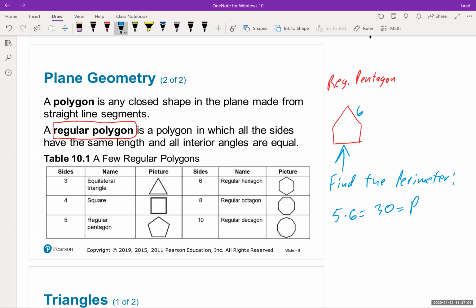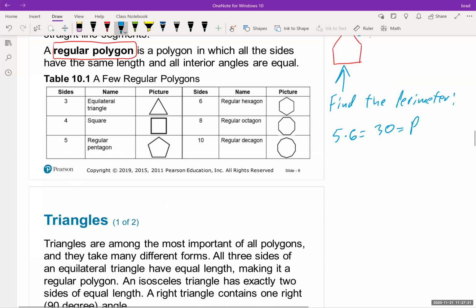Okay, so it has a perimeter of 30, whether it's 30 feet, 30 inches, we don't know. I didn't really say, but again, you can find the perimeter of any regular object just by them giving you one side of it, okay?